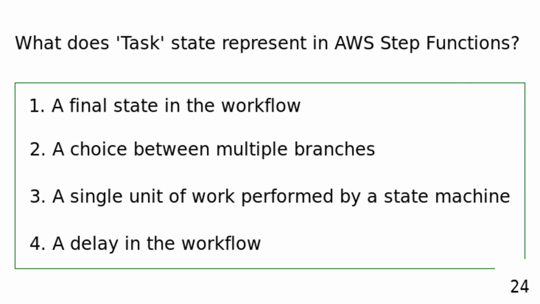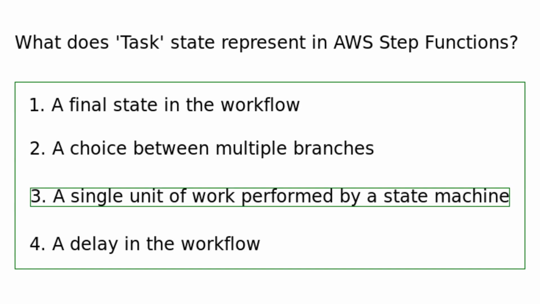What does task state represent in AWS Step Functions? A final state in the workflow. A choice between multiple branches. A single unit of work performed by a state machine. A delay in the workflow. In AWS Step Functions, a task state represents a single unit of work that is performed by the state machine, such as invoking an AWS Lambda function or starting an AWS batch job.